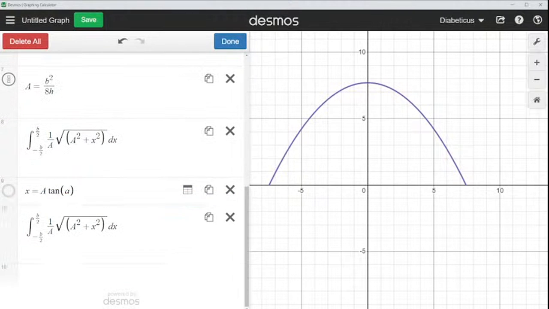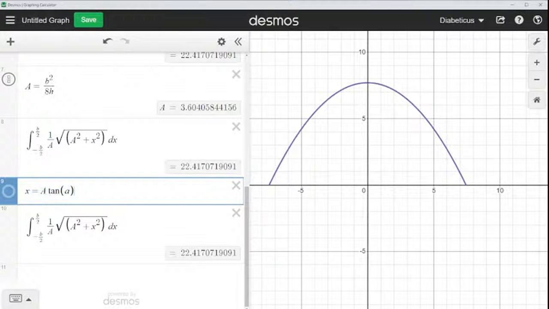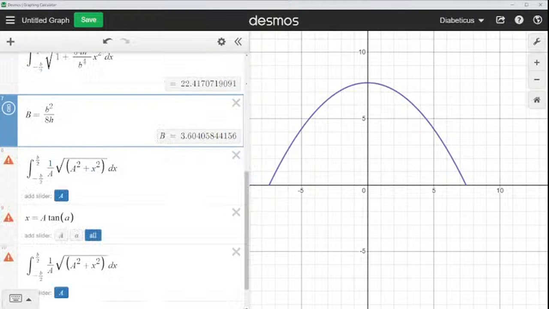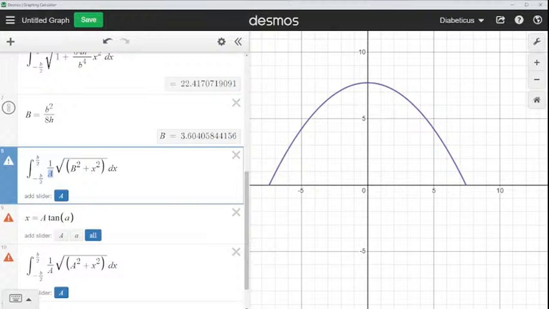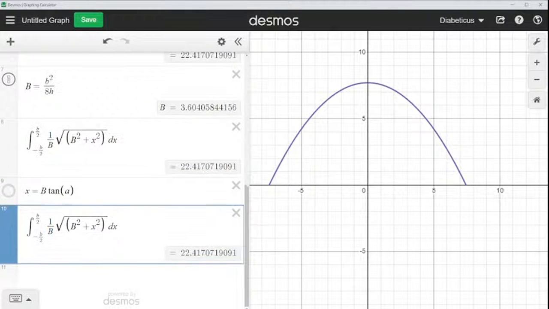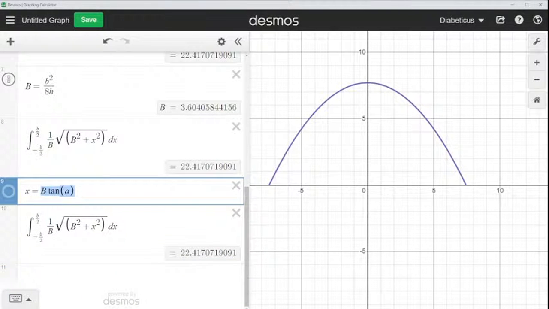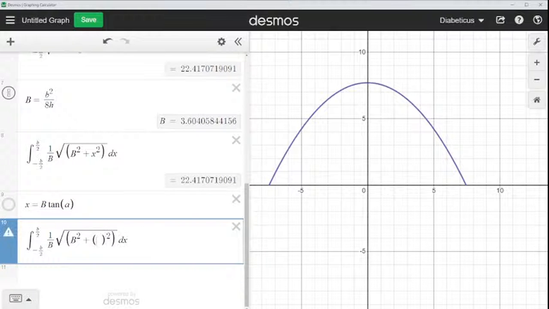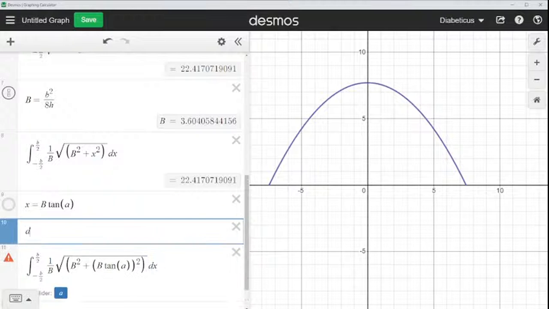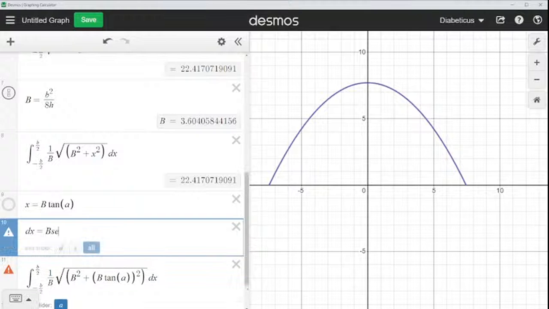Let me go on a new field for this. So x equals a tangent of a, small a. You know what? Let me change this to b, because I don't want to refer to the same variable twice. So b tangent of a is gonna be this guy over here. And we have to integrate this guy. Oh god. b secant squared a.